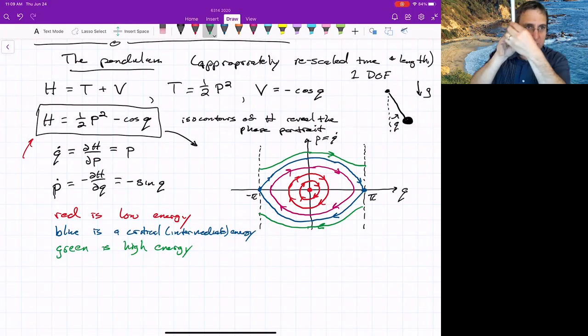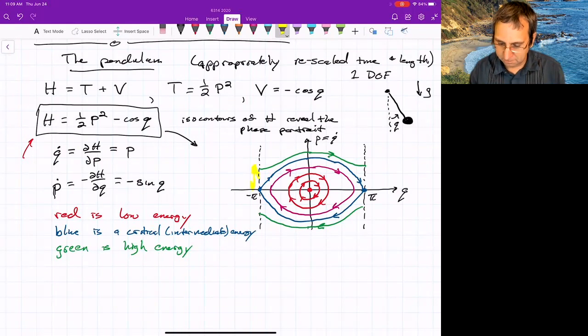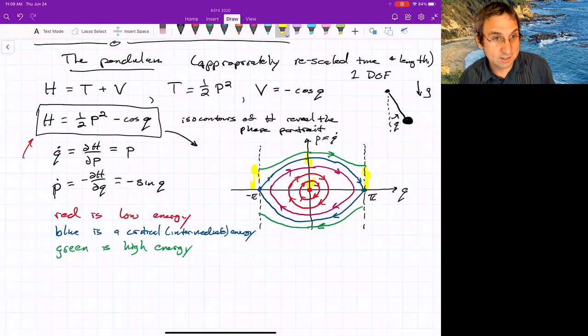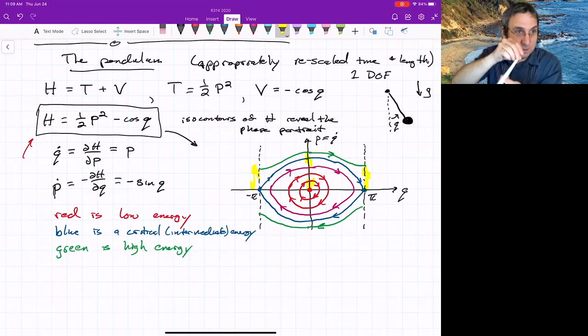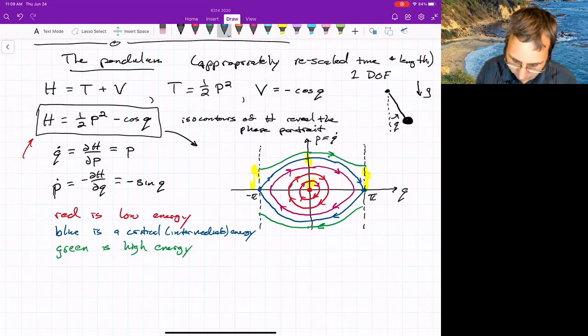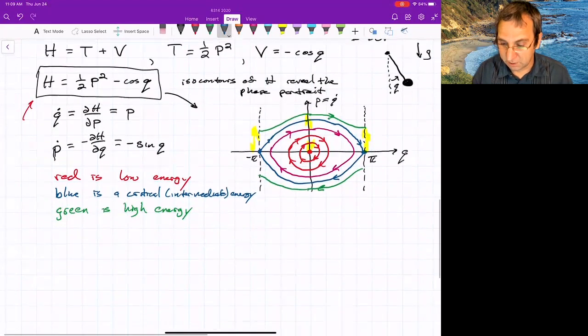And it slows down as it gets near the top. And that slowing down as it gets near the top is, right, this distance is lowest near the top, and then it goes high, and then it goes low again. Just sort of showing that in yellow, right? That's because P equals Q dot. So we have highest speeds near the bottom, and low speeds near the top, and high speeds and low speeds. So you could just get that from the isocontours.